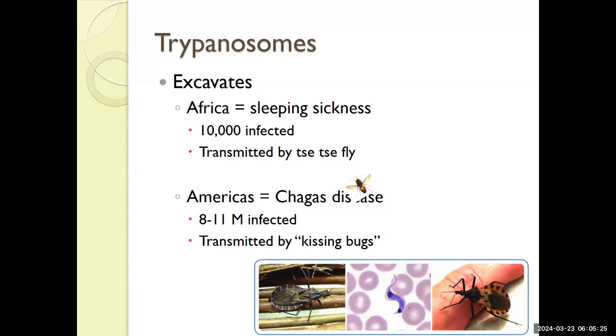In Africa, the trypanosomes cause something known as African sleeping sickness, which makes a person so very tired that they're likely to sleep and sleep and sleep. This is not a common disease. Only roughly 10,000 people are infected annually, and it's not likely to be fatal. These trypanosomes are passed on by the tsetse fly.